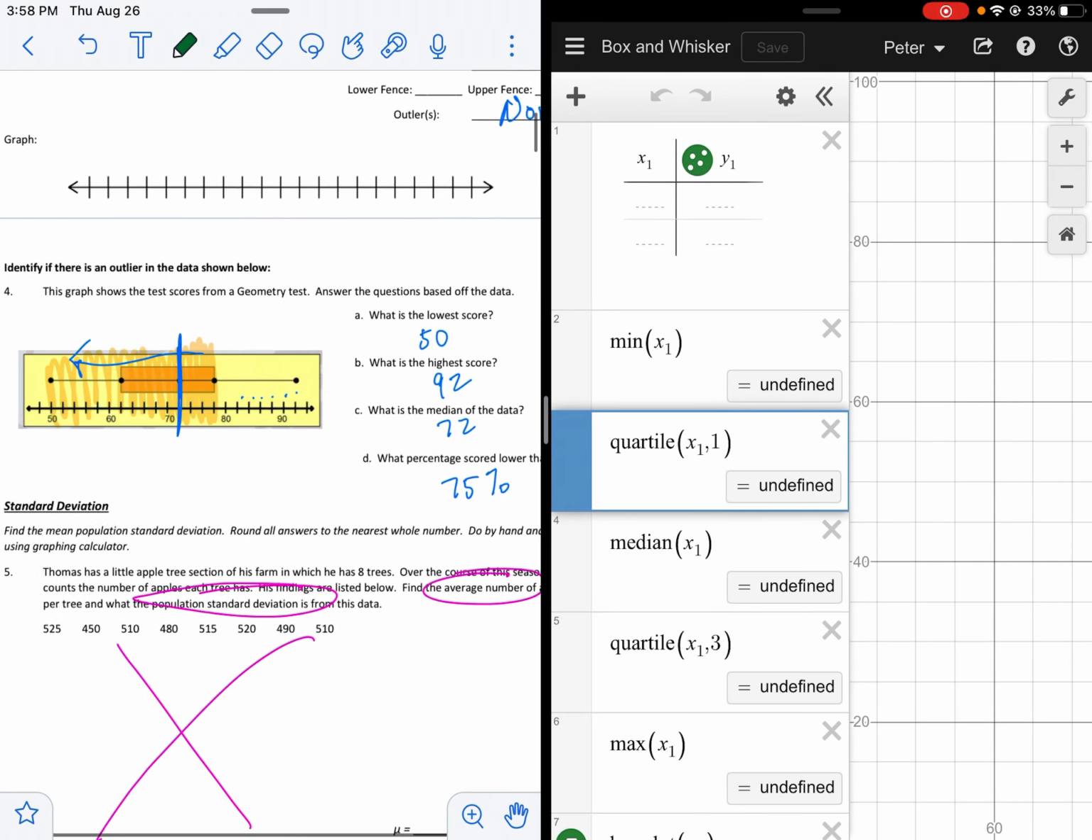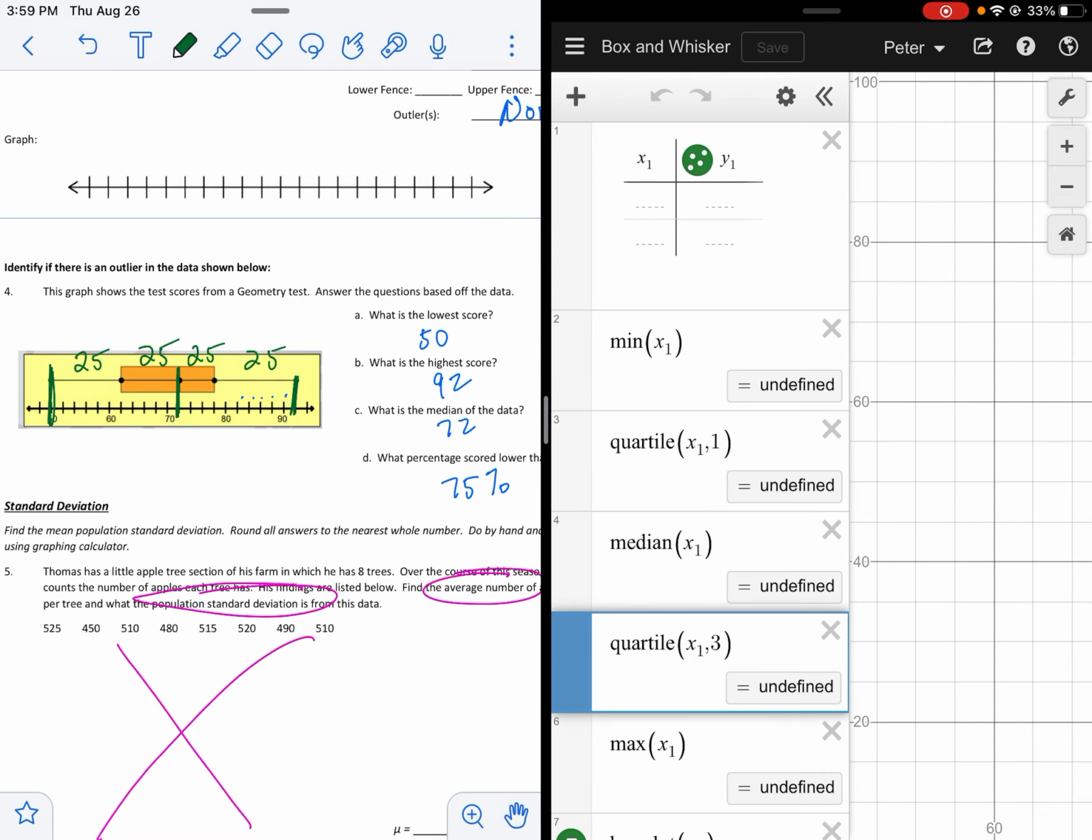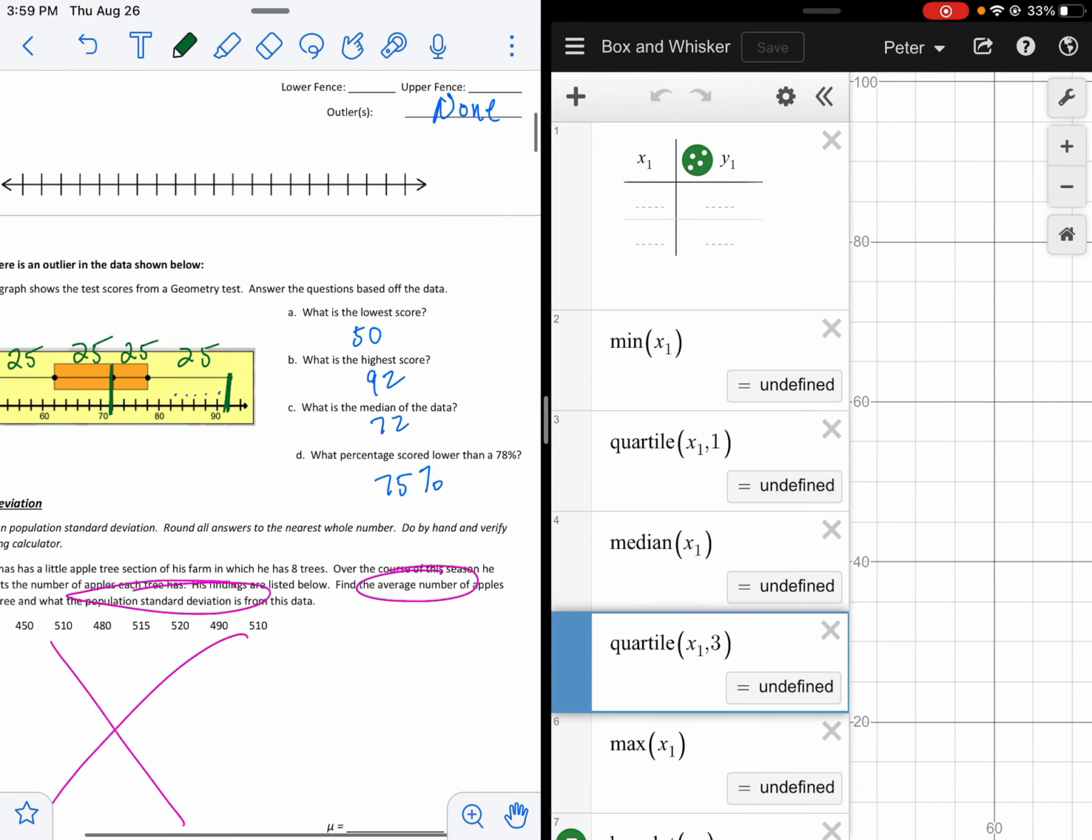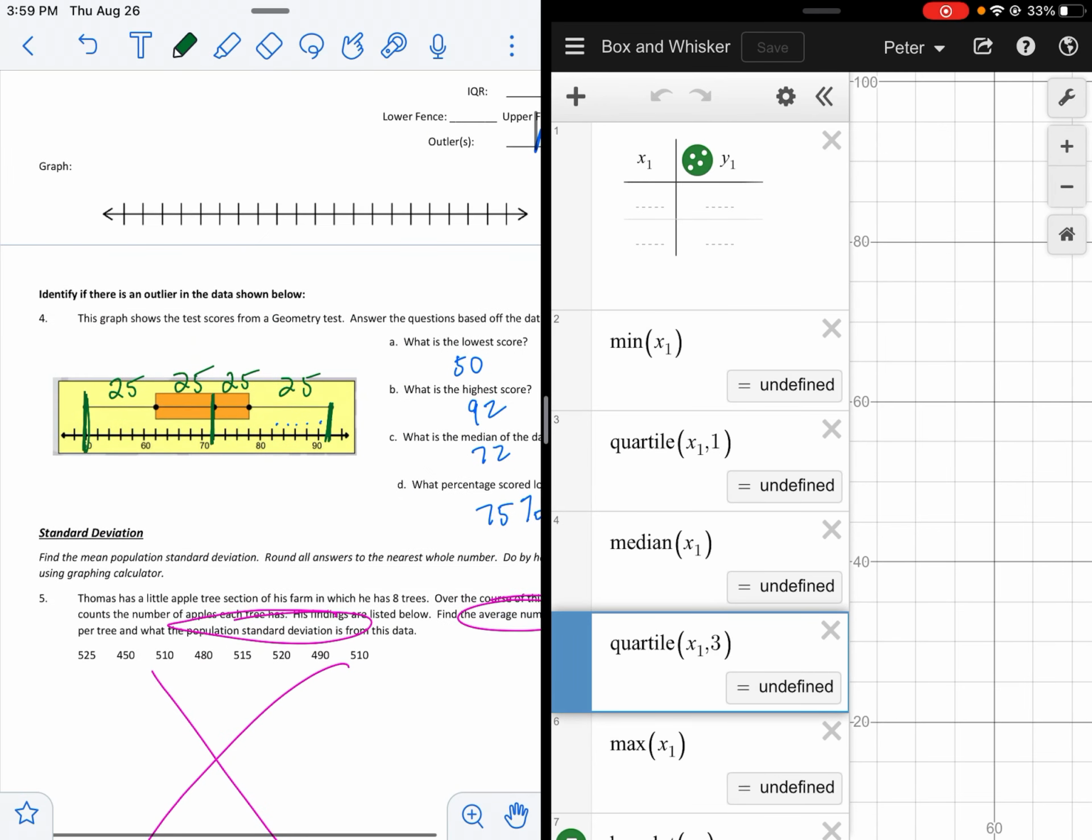So number four talks about how a box and whisker plot works. Each piece of this graph is 25% of the data. That's why they're called quartiles. So what's the lowest score? 50. What's the highest score? 92. Median is right in the middle, 72. What percentage scored lower than a 78? So 25, 25, 25, 78's right there. So 75%.